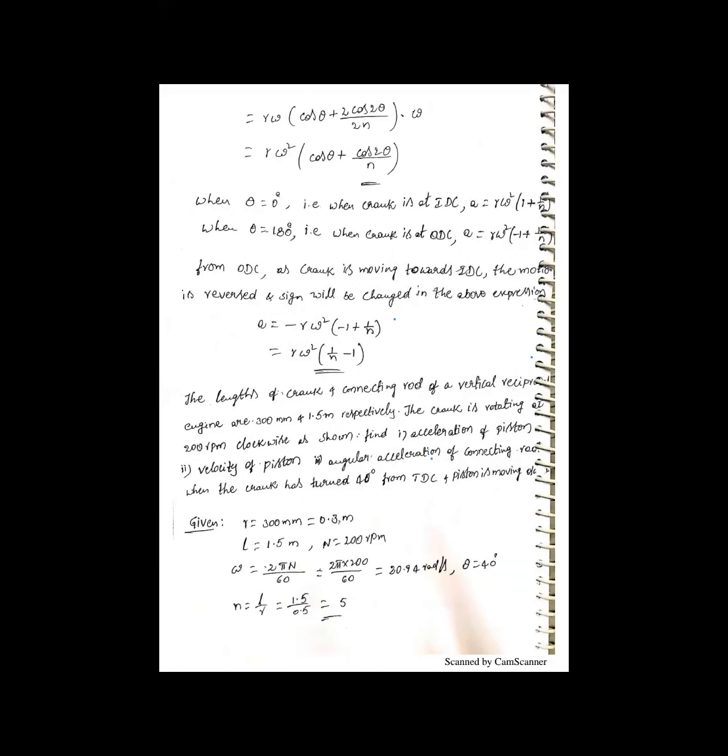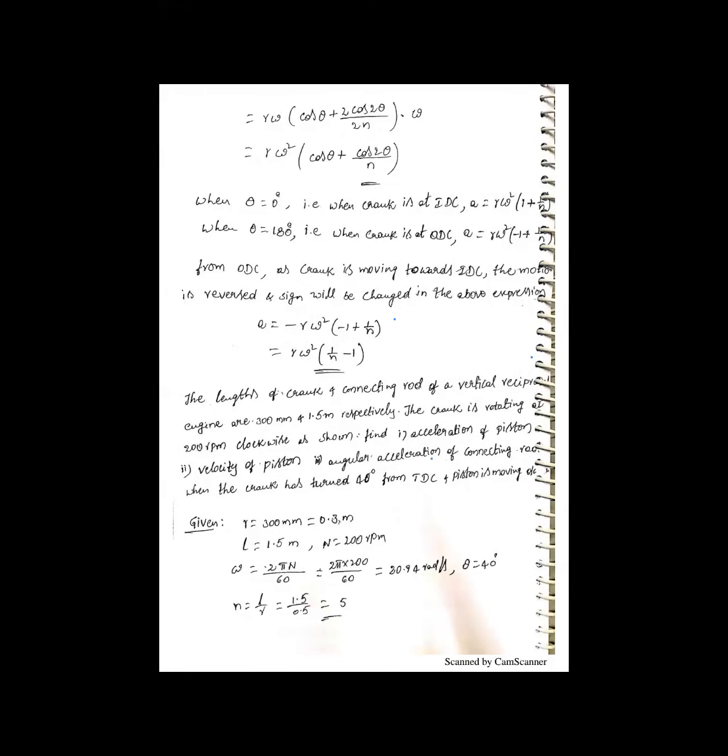From the problem description, let us write our given values. The crank radius r equals 300 mm, converted to meters, 0.3 meter, and the connecting rod length is 1.5 meter, and the speed is 200 rpm. From the speed we find the angular velocity, 2 pi N by 60, which is nearly 20.94, and theta is 40 degrees.